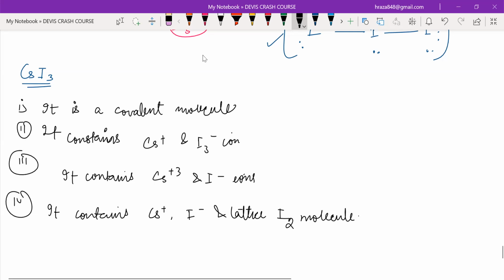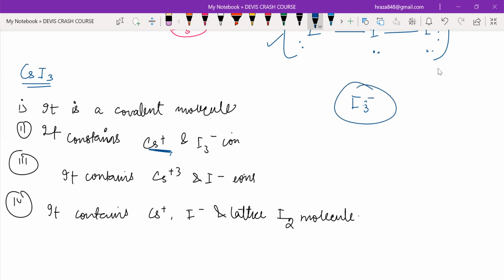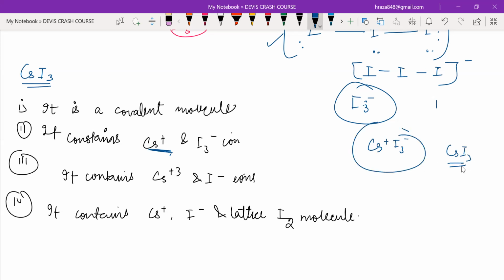Is it the fourth one? No, not the fourth one. You know that cesium, as I already said, and I3 minus has a structure like this. And cesium, you know, alkali metals have a positive charge. It combines to form CsI3.